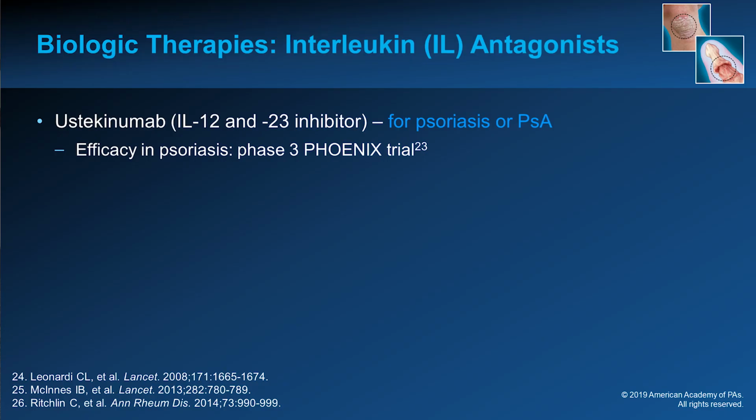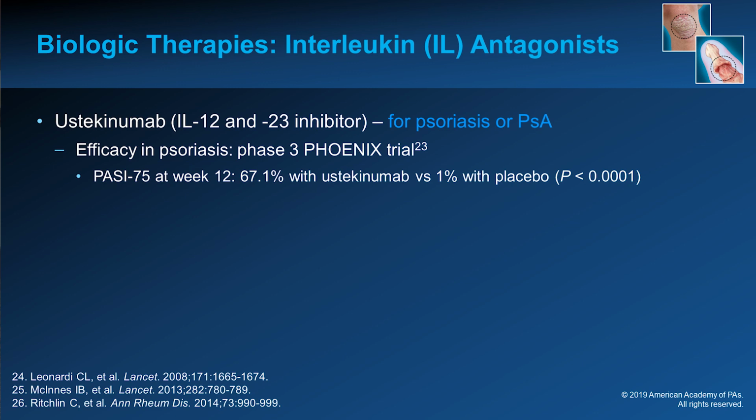So, as you had mentioned, there are several biological therapies available for the treatment of both psoriasis and psoriatic arthritis. When we are looking specifically at the interleukin antagonists, let's begin looking, for instance, at IL-12 and IL-23 inhibitors. So, ustekinumab is for both psoriasis and psoriatic arthritis. With regard to psoriasis, there are a couple of trials that we can look at to think about efficacy. The first would be the phase 3 PHOENIX trial. About 67% of patients treated with ustekinumab versus 1% with placebo actually met that PASI score of 75 at week 12, which is somewhat impressive.